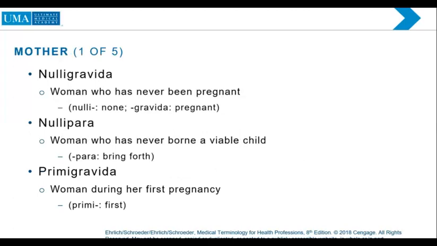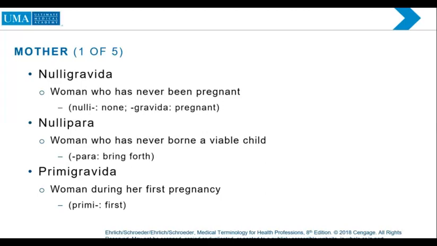Let's review some terms surrounding the mother. Nulligravida is a woman who has never been pregnant. Nulli is none and gravida is pregnant. Nullipara is a woman who has never borne a viable child. Para means bringing forth.